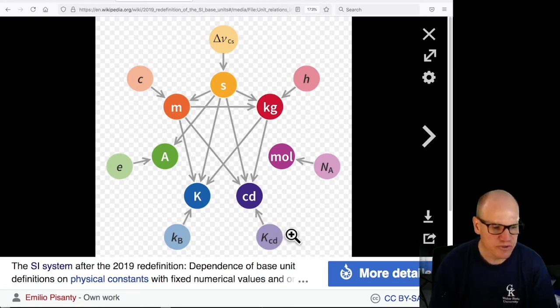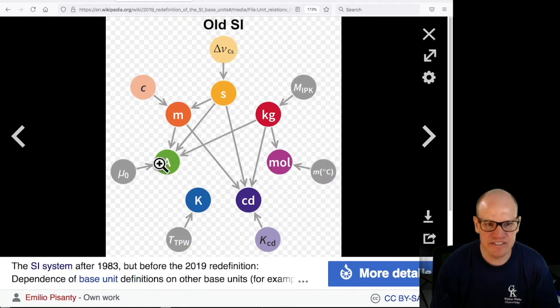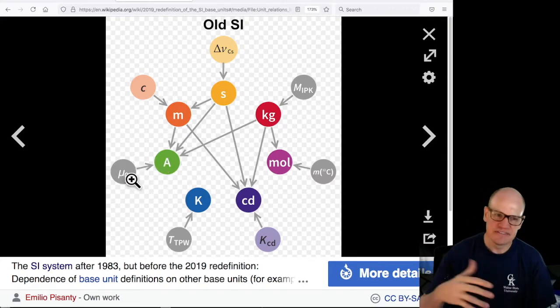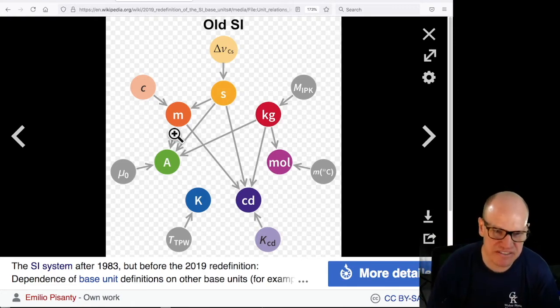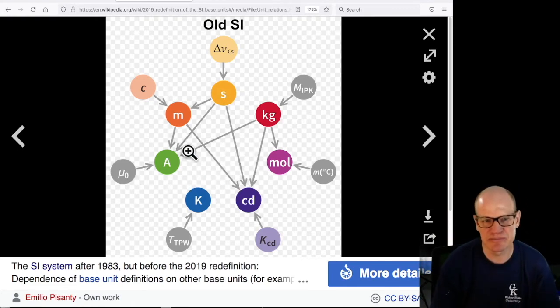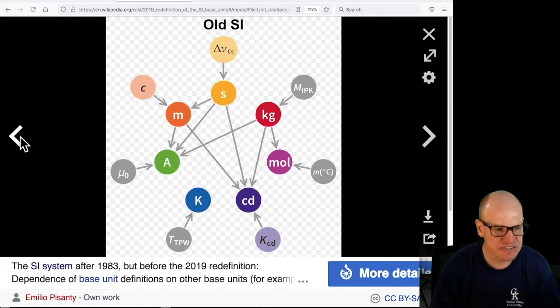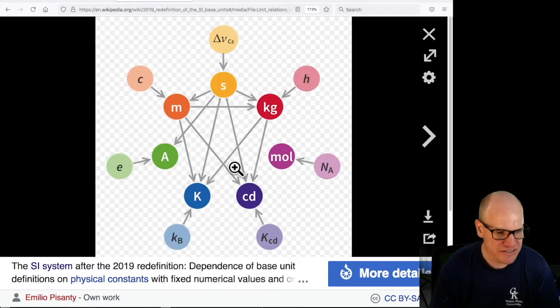So mu naught, this mu naught that was here, is fundamentally related to c, but it's also related to the kilogram. In order to get the amp, all of these things have to go in to give you the amp, and mu naught was defined in terms of epsilon naught, and so it was a messy situation. You can tell by how asymmetric this system of units looks.